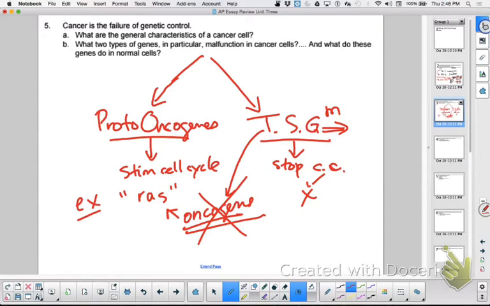And an example of one of those is the what? P53. The P53 gene helps code for P53 proteins to stop a cell that's out of control. So these are examples of this. This is an example of this.